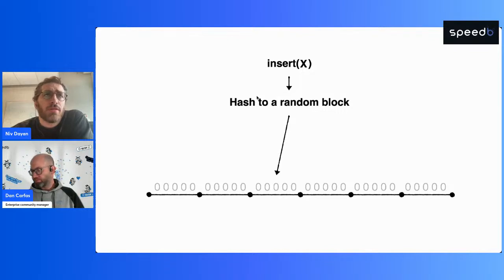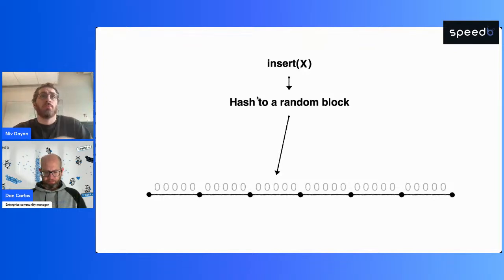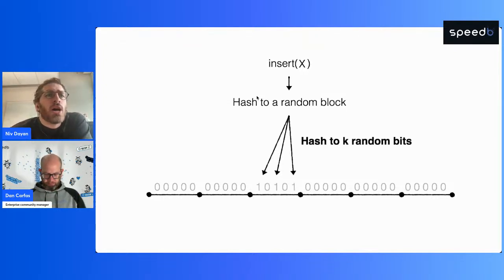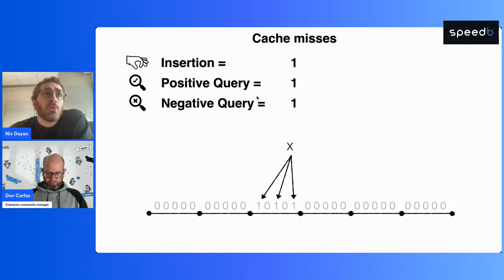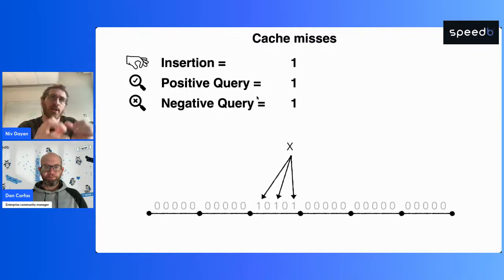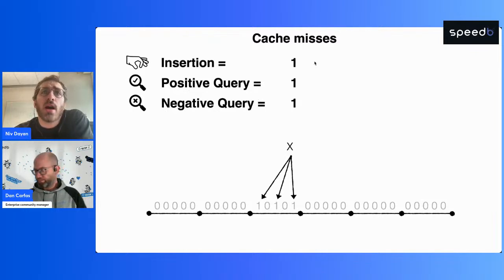To insert a key, we first hash that key into a random block within the overall Bloom filter. Once it has been hashed to a block, we then insert that key using k random hash functions into that particular cache line, as though that cache line is an independent Bloom filter. By so doing, every insertion or query will incur at most one cache miss. It only ever has to search one of these cache lines because all the hash functions for a given key have been localized to just one cache line. So this brings our cost for all the different operations to just one cache miss.